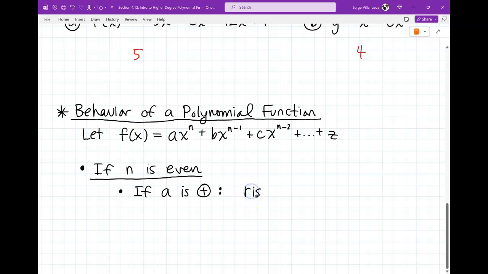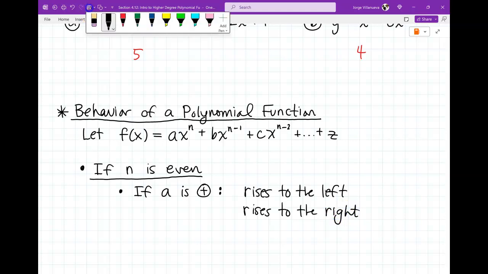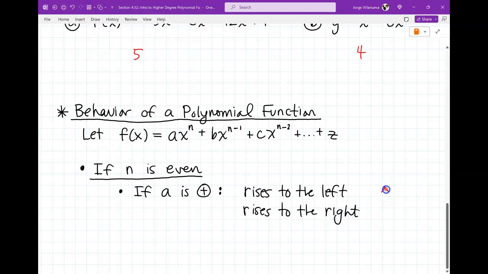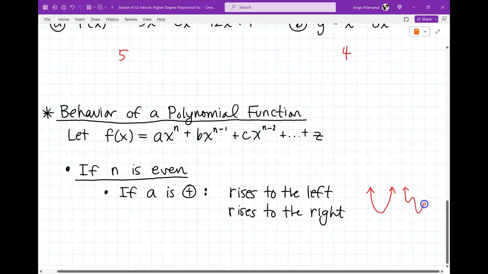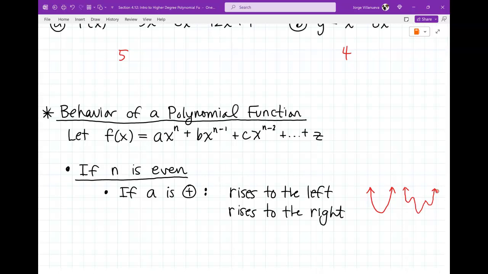it rises to the left and it rises to the right. What that means is the graph might look something like this. Now, there can be variations of it, okay? It could even look something like this. But the important thing is, on the left side it's going up, and on the very right side it's going up. Okay, you guys can see how it's going up and up, right, on both graphs. Up and up at the very ends.